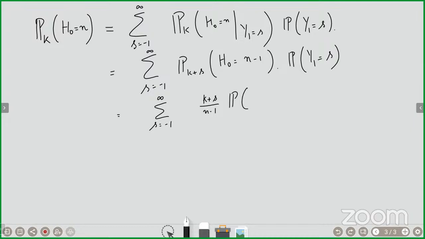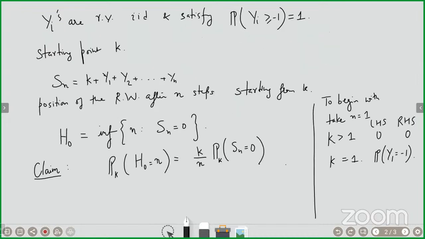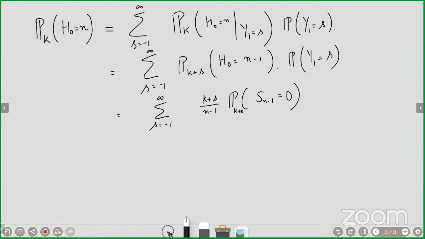On the right hand side, what was there? S n minus 1, because it was Sn equal to 0. And what should I put here? That's why I'm giving this index, where my starting point is. If you look back, my starting point was k, and I was looking at n steps reaching 0. Now the starting point is k plus s and reaching 0 in n minus 1 steps. So k becomes k plus s, and n becomes n minus 1. That's what I have.